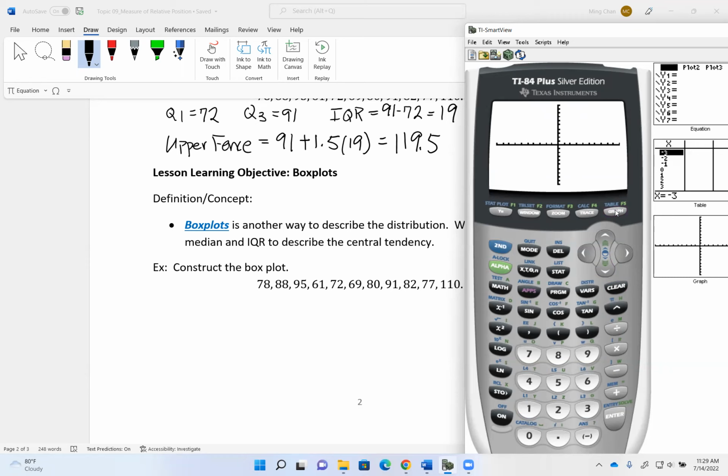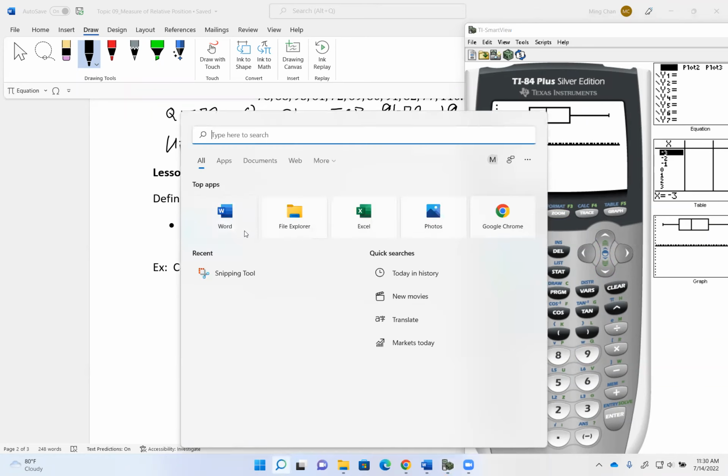It doesn't quite graph it, right? So go to zoom, go up to ZoomFit, number 0. Didn't do it for me. I'm trying to remember. Maybe it's ZoomStat. There you go, ZoomStat, number 9. Sorry, not ZoomFit, ZoomStat. Here you go. Here's your box and whisker plot, or box plot.